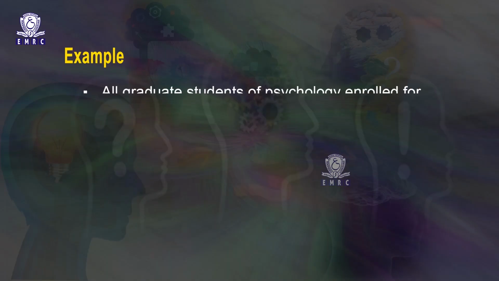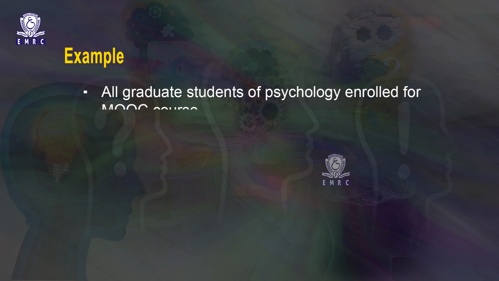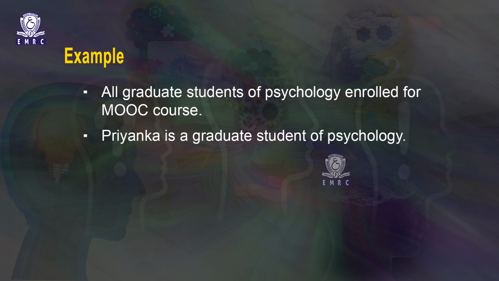So to help you understand better, I have an example for you. If you can see over here, let's take an example which suits your context. The first statement is all graduate students of psychology enrolled for MOOC course. I repeat, all psychology graduate students enrolled for MOOC course. There is no exception. Now, the second statement says Priyanka is a graduate student of psychology.